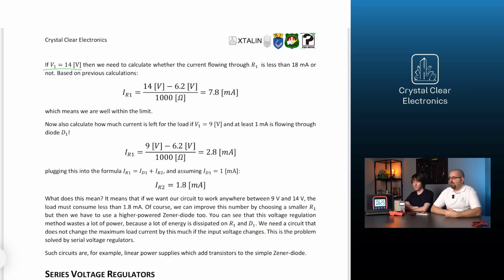If V1 is 14 volts, then we need to calculate whether the current flowing through R1 is less than the maximum allowed 18 milliamps. Based on previous calculations, 14 volts minus 6.2 volts divided by 1000 ohms is approximately 7.8 milliamps. So we are well within the limit.